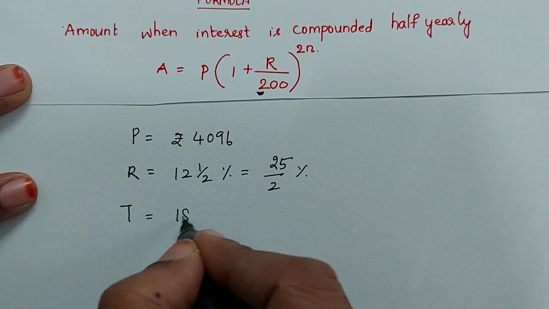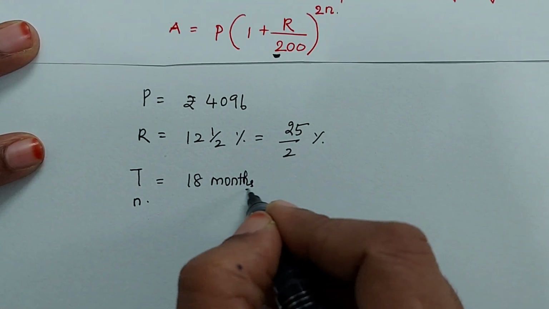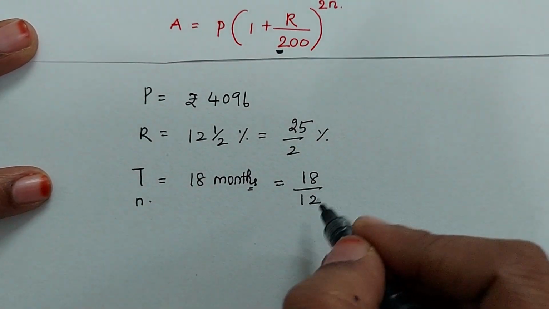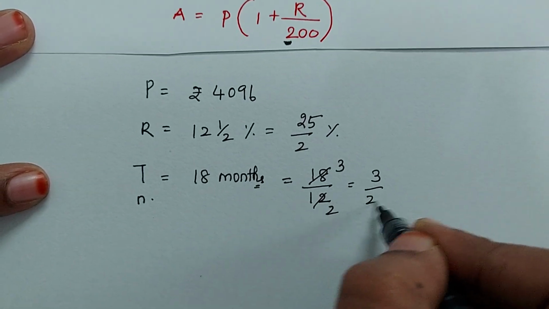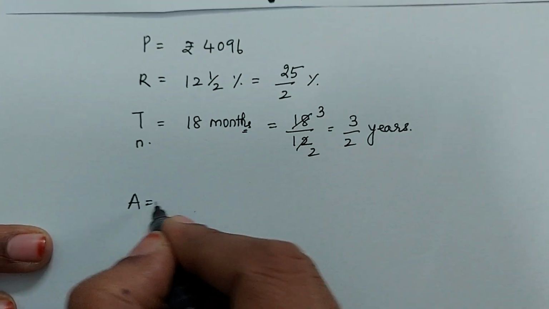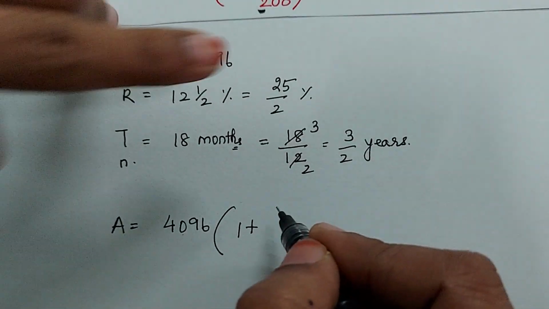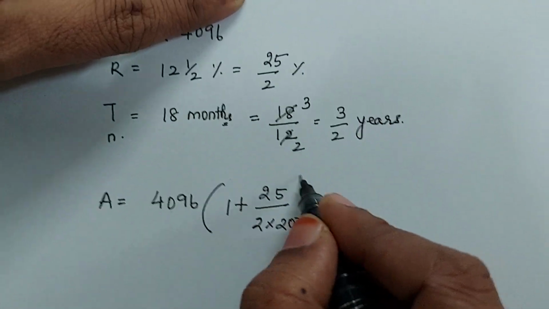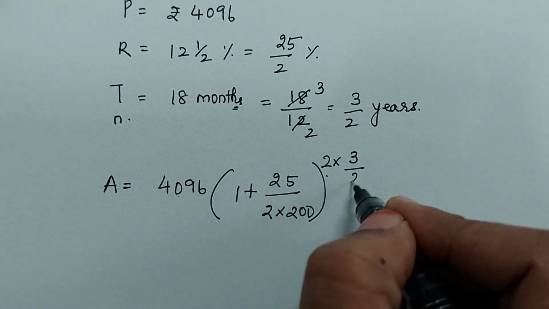Time period is 18 months. This is the n, but always it should be in years. So you have to convert it into years by dividing by 12 months per year. So 6 times 3 is 18, 6 times 2 is 12, that is equal to 3 by 2 years. This is your n. Now amount is equal to, principal is 4096, 1 plus rate of interest is 25 by 2. Here you have to use 200, whole power twice the time, 2 into 3 by 2.